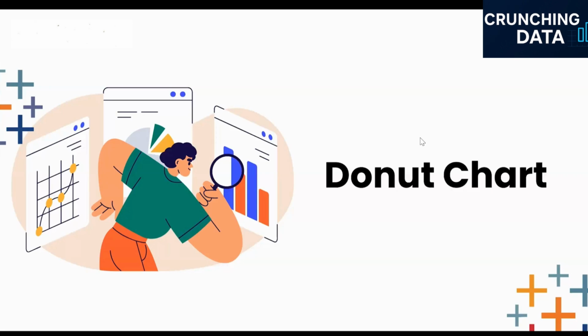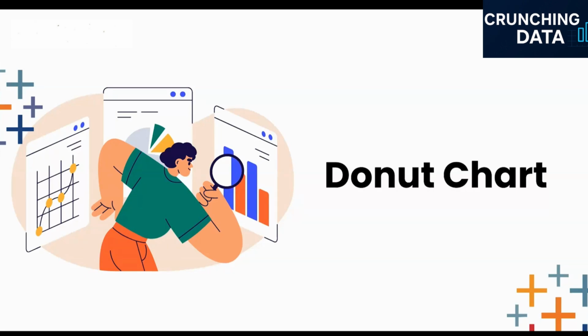Hello everyone. In this session, we'll be talking about a donut chart. A donut chart is a data visualization that is similar to a pie chart, but with a hole or donut in the center. It's used to represent the composition or distribution of a whole data into its individual parts, which makes it easier to see the proportion of each part relative to the whole.